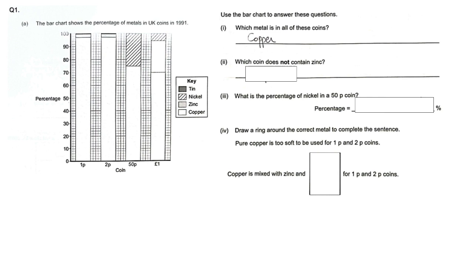Which coin does not contain zinc? So zinc was the dark gray one. And if you look on yours, it's better than mine. It's going to be the 50p coin, does not have zinc. What is the percentage of nickel in a 50p coin? So in 50p you have 75% of copper, the rest is nickel, so 25% is nickel.